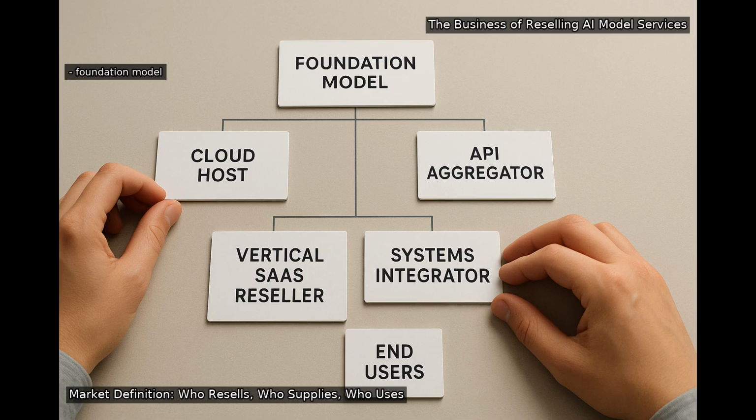Upstream, the foundation model supplies core reasoning and language capability, while the cloud host provides compute, scaling, and uptime. In the middle, an API aggregator bundles multiple models and adds routing, billing, and compliance controls behind one contract. Downstream, vertical SaaS and systems integrators embed AI into workflows, while end users see one interface.